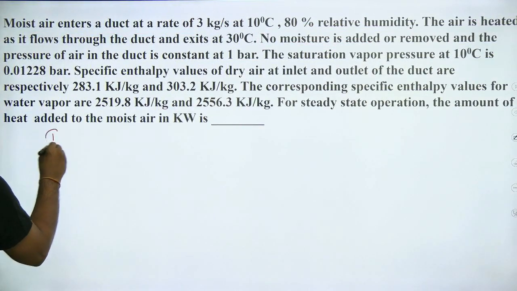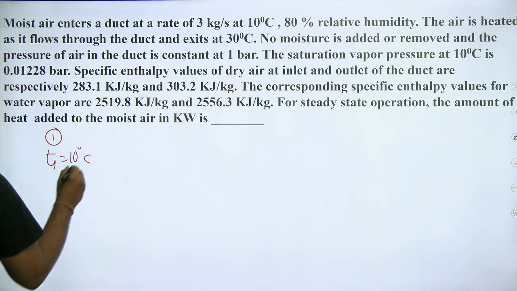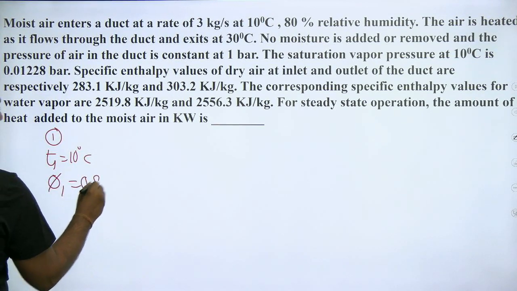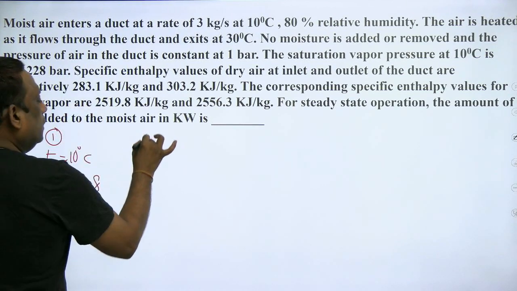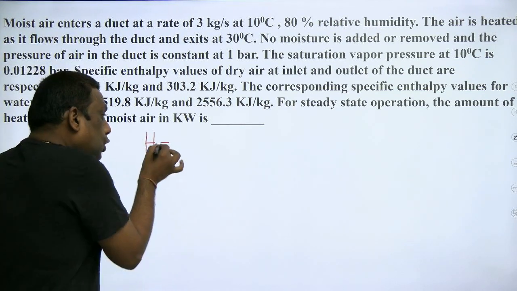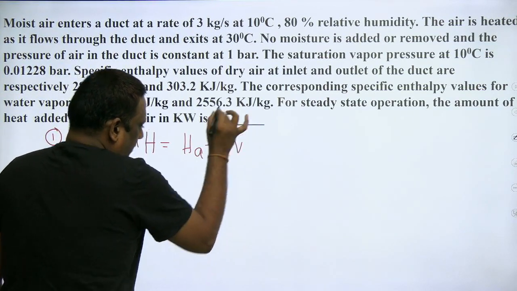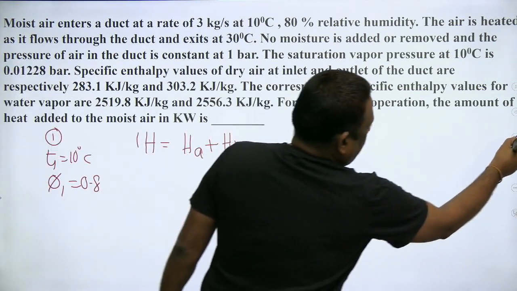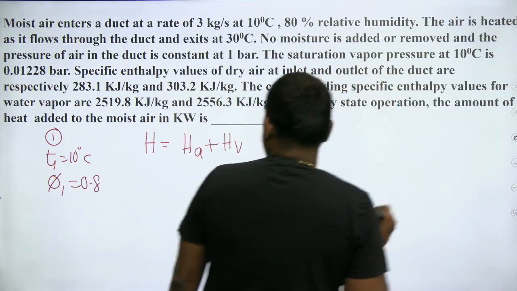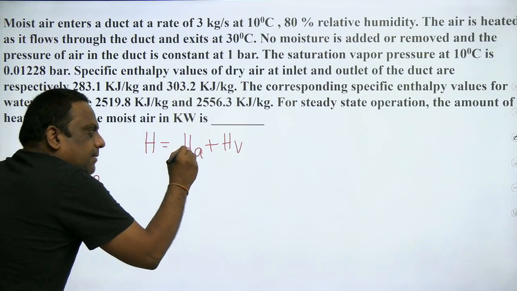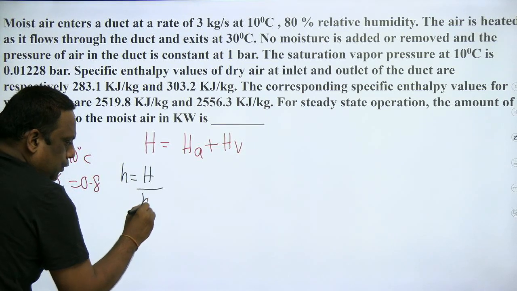State 1 is at 10 degrees centigrade. The relative humidity is 0.8. Okay, now dekho ek baar. He has given, and you know that enthalpy is an extensive property. Total enthalpy of moist air is enthalpy of dry air plus enthalpy of vapor. If I want the total enthalpy, it will be enthalpy of dry air plus enthalpy of vapor, and small h, specific enthalpy, is total enthalpy per unit mass. Excellent.